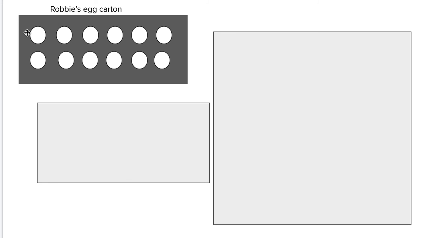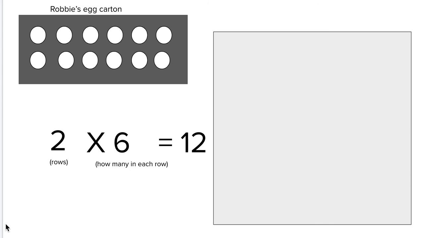So let's count. There's 1, 2 rows, so 2 times how many in each row? 1, 2, 3, 4, 5, 6. So 2 times 6 will give us our answer for the total amount of eggs. So I'm holding up 6 fingers, and I'm going to count by 2s till all my fingers are down. So we're going to go 2, 4, 6, 8, 10, 12. It should give us a total of 12 eggs. So it's how many rows times how many in each row.